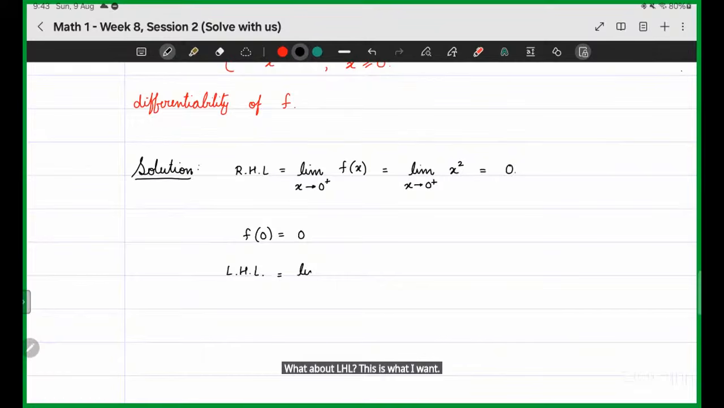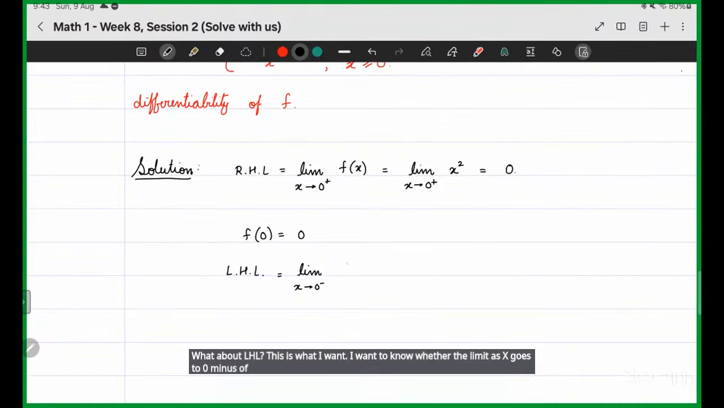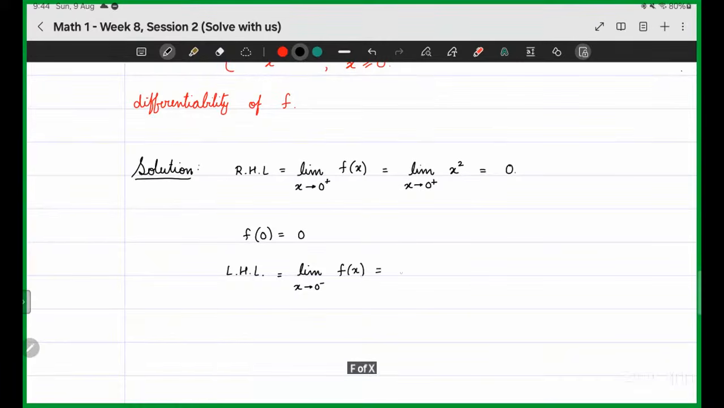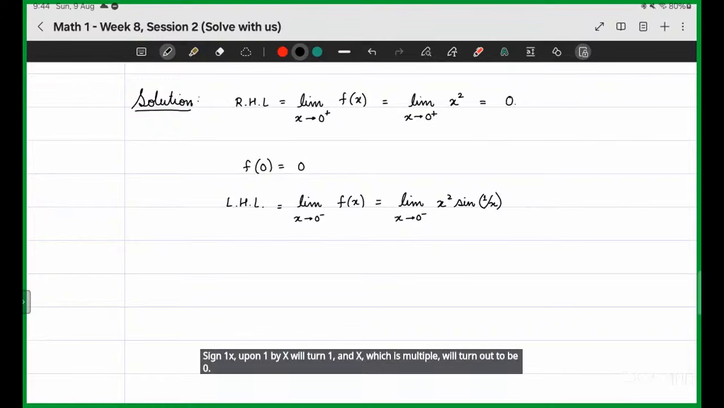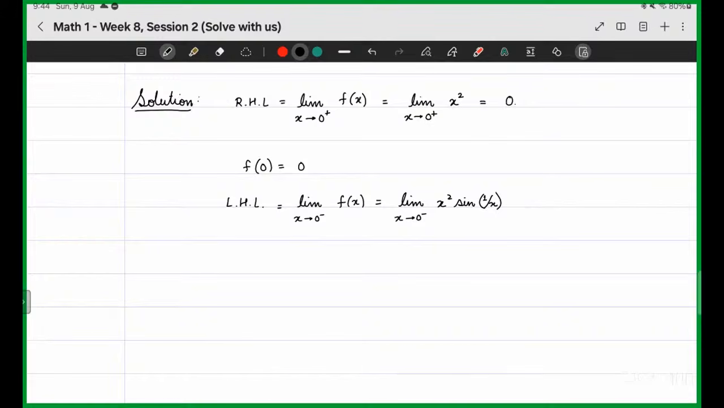I want to know whether the limit as x goes to 0 minus of f of x exists. Sir, we can write x square sine 1 by x as x into sine 1 by x upon 1 by x. Sine 1 by x upon 1 by x will turn to 1, and x, which is multiplied, will turn out to be 0. So 0 into 1 is 0. Let's take a look at that argument.